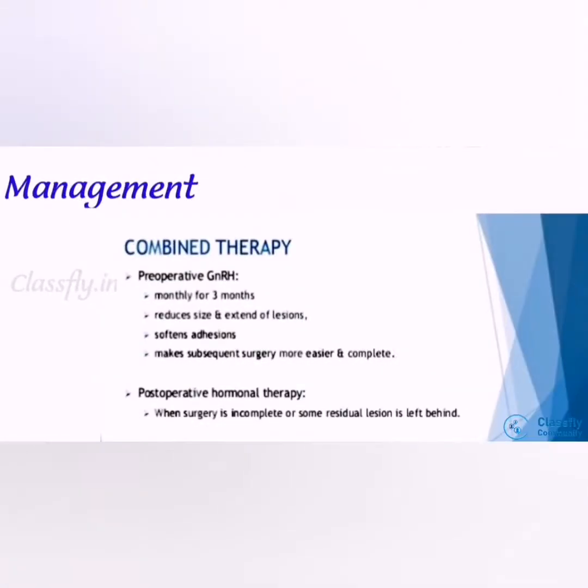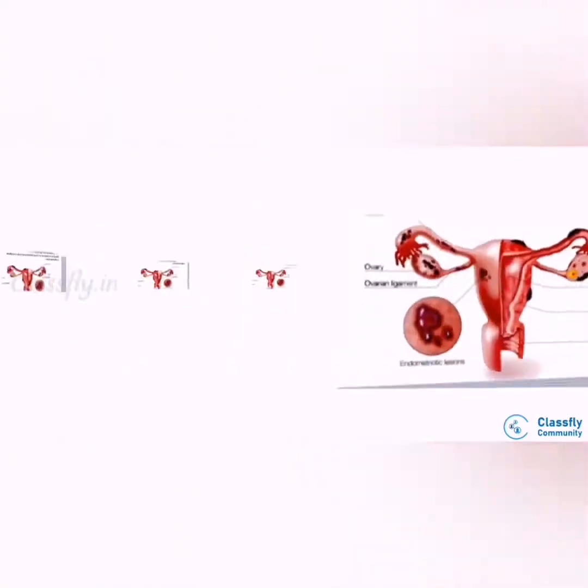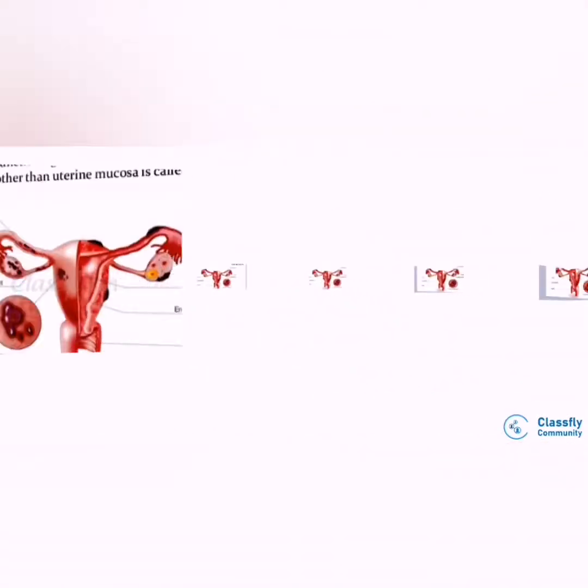Fourth category is combined therapy. In that, preoperative gonadotropin releasing hormone monthly for 3 months softens the adhesions and reduces the size and extension of lesions. Postoperative hormonal therapy is given when the surgery is incomplete or some residual lesion is left behind. This is regarding the short description of endometriosis. I hope you all are clear with this topic.